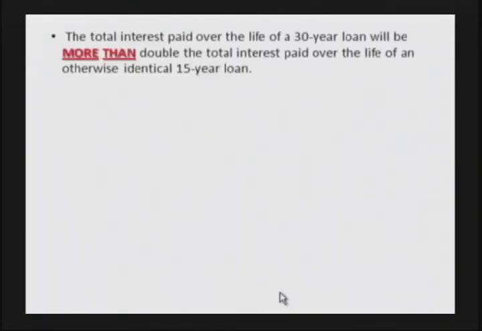Total interest paid over the life of a 30-year loan will be more than double the total interest paid over the life of an otherwise identical 15-year loan. That's because that 30-year loan will have the smaller payment. It will pay the loan down more slowly. You'll pay a whole lot more interest over 30 years than you will over 15 years. It turns out to be more than twice as much. That's one where we really probably need to set up an example to convince ourselves that is true.